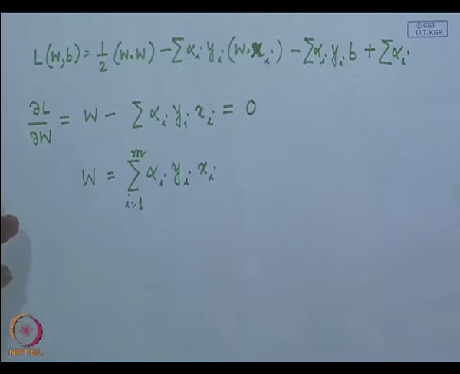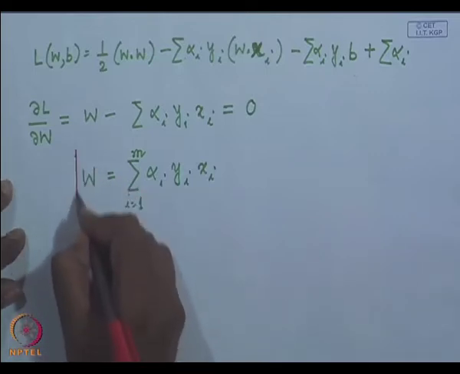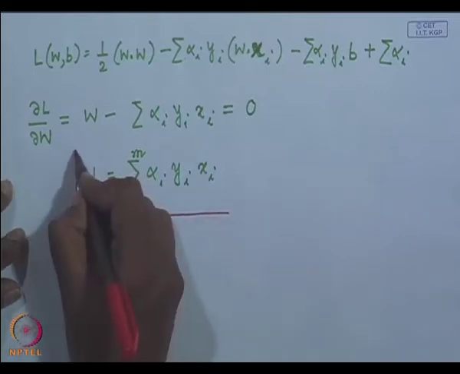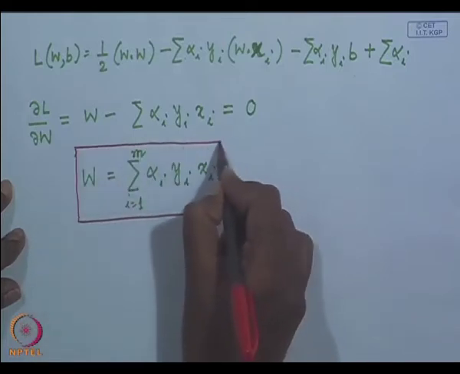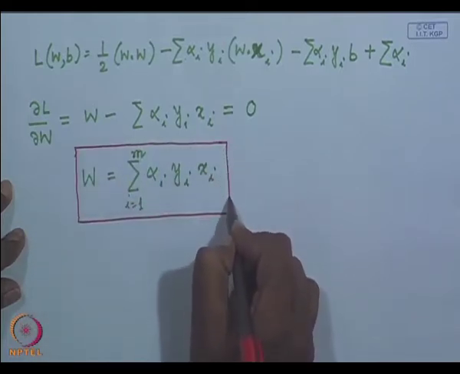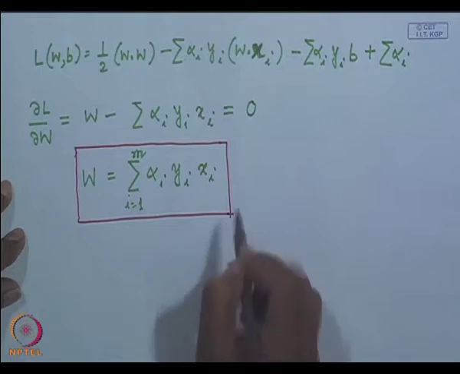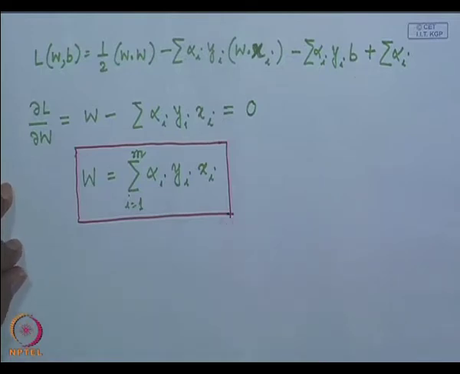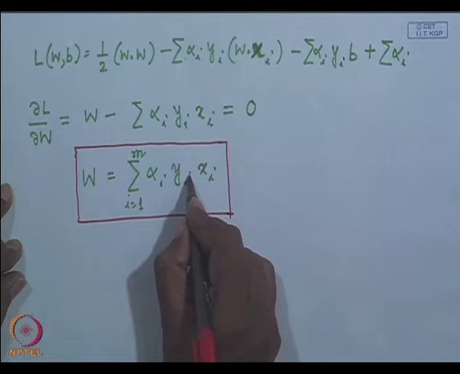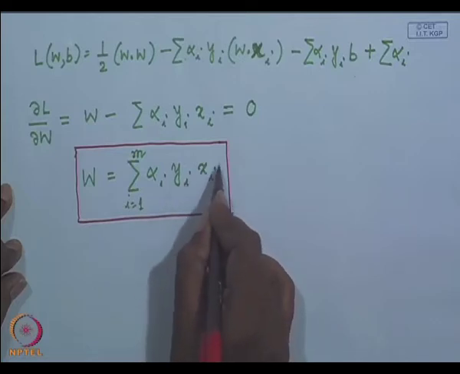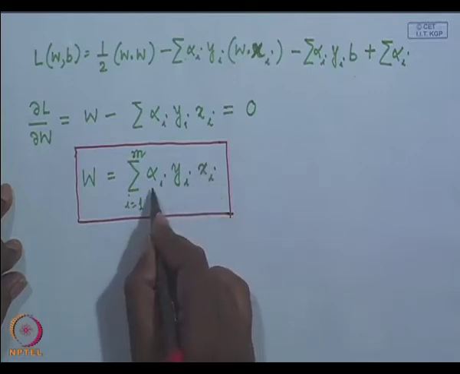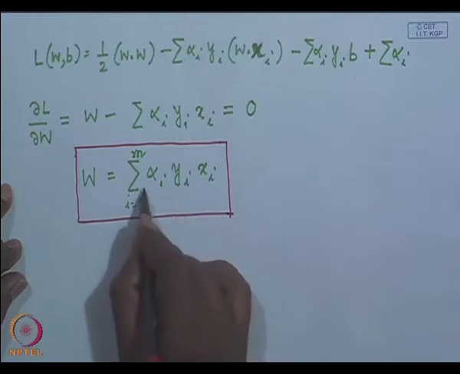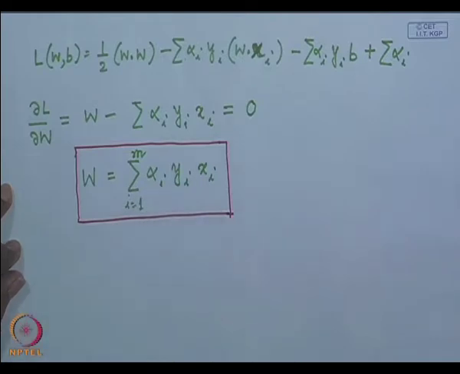So, through this derivative process, this is the w that I have, which is my weight vector. You find that this is not a dot product. This is y_i into x_i. x_i is a vector, alpha_i is a scalar, y_i is also a scalar. So, this entire term is a vector.